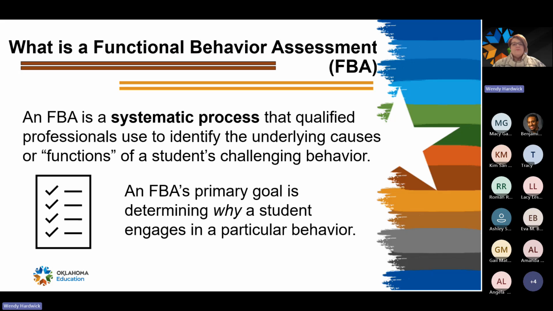An FBA helps us uncover the why behind behavior. It's not just about identifying what a student is doing, but understanding the purpose or the function of that behavior. So we can think of it as detective work. We look at patterns and evidence to build a hypothesis that we can act on.